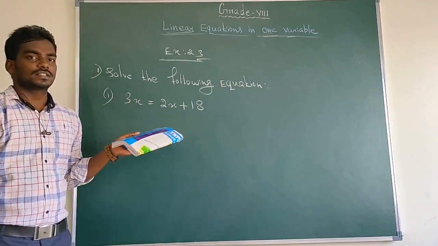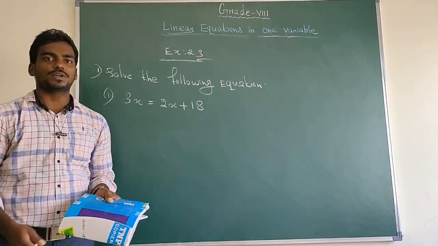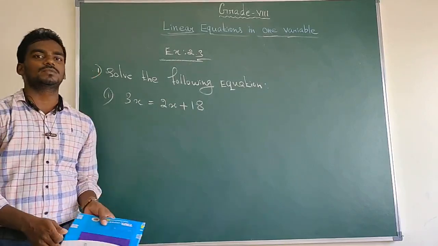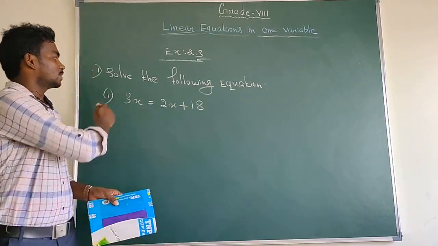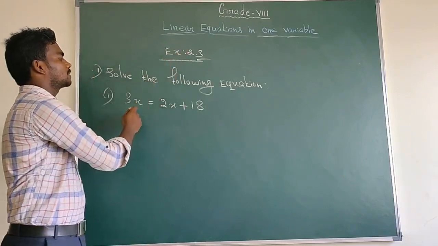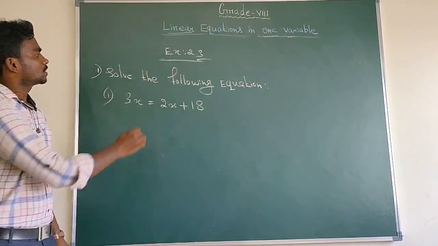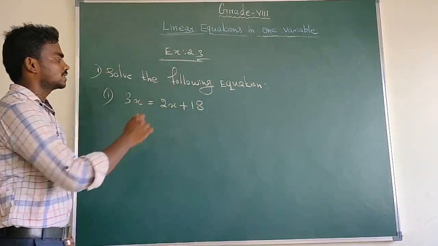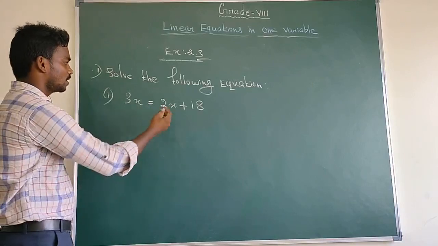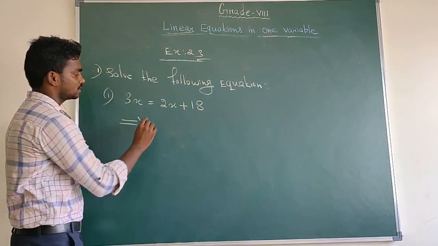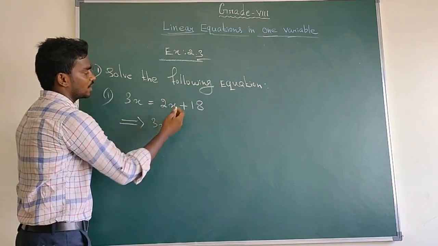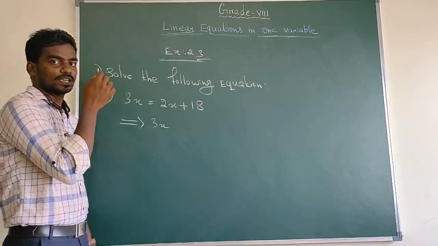We already discussed in our exercises 2.1 and 2.2 linear equations in one variable that contain the left side only. That means expressions having only one side. The next is exercise 2.3, the concept of equations having two sides. Solve the following equation: 3x equal to 2x plus 18. So how to solve this? 3x equal to 2x plus 18, which implies 3x, and on the right side you have 2x.